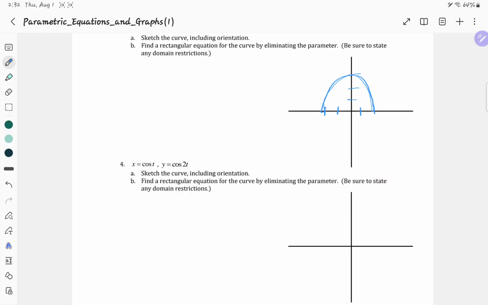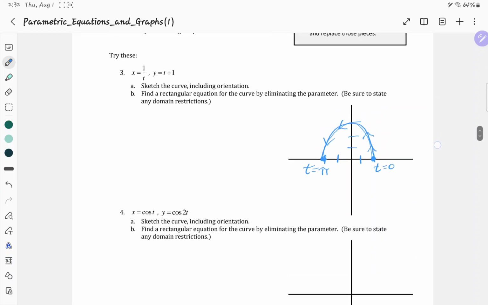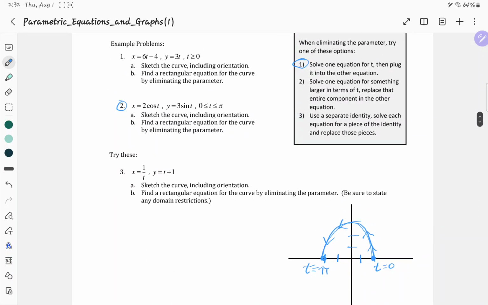This is going to be our curve, and we'll put some arrows in there as we trace that around. We're going to start here with t as 0, at the point 2, 0, and we'll end over here at -2, 0 when t equals pi. So that is my curve.